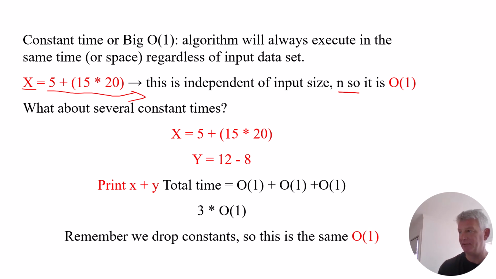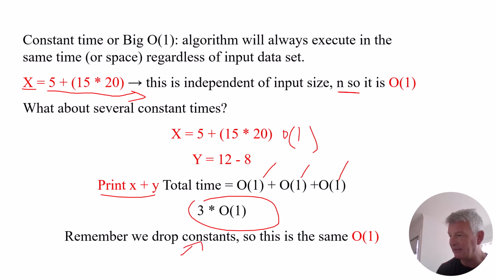So several constants, O(1), O(1). I'm just assigning variables. If I print it, okay, total times O(1), O(1), O(1), 3 times O(1). Well, it doesn't matter. We drop the constants. Okay? So if I just had a program that assigned a value to x and y and printed it, it's O(1). It's independent of input. Okay? So that's it. Assigning variables, running if statements, printing, all those are O(1).